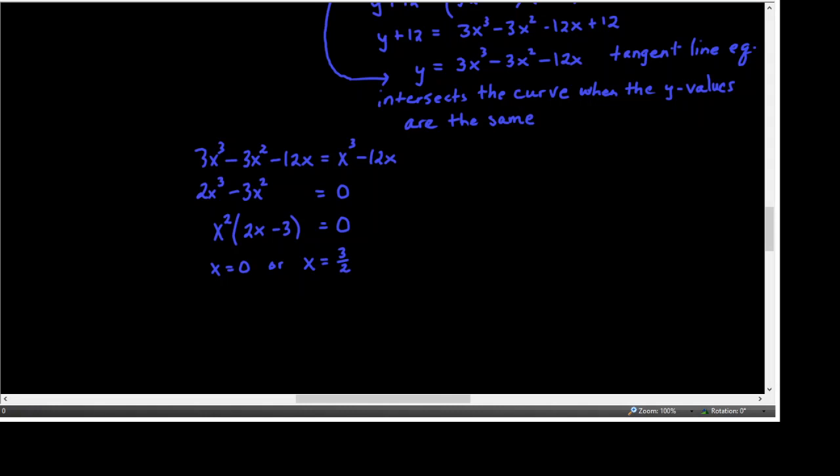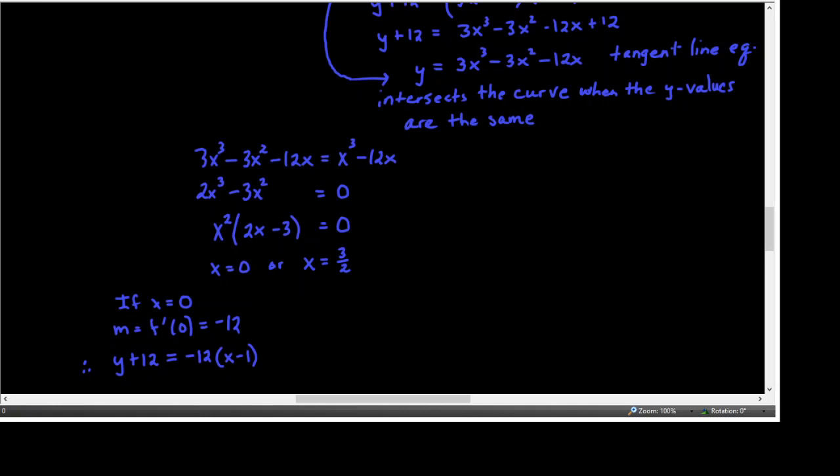Okay, so let's deal first with 0. The slope will be f prime of 0, which is negative 12, and the equation of our line when x is 0 is y plus 12, as we started with up above to the right, equals this slope, negative 12, times x minus 1.